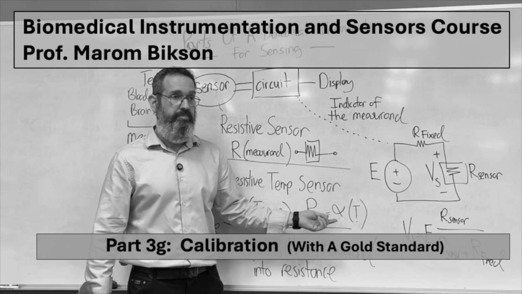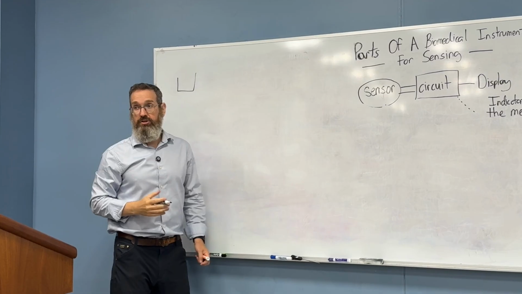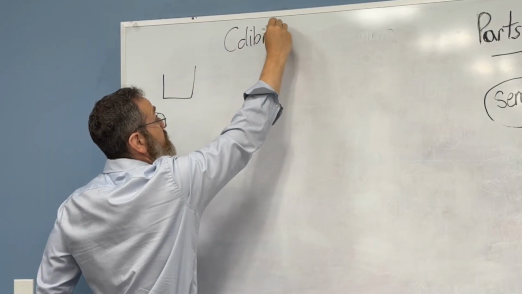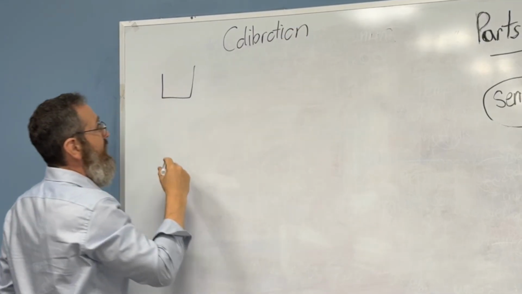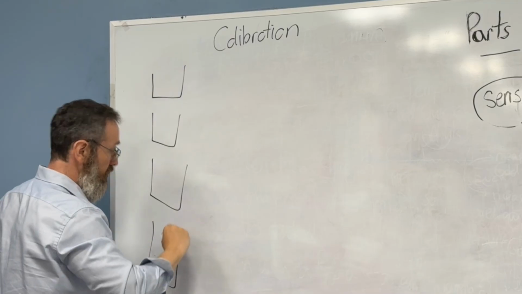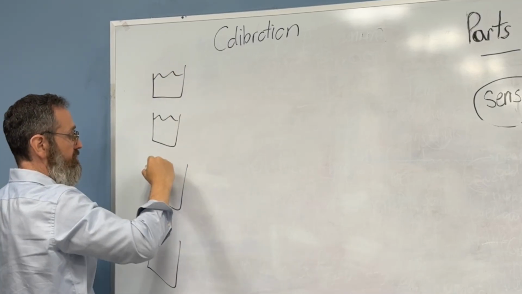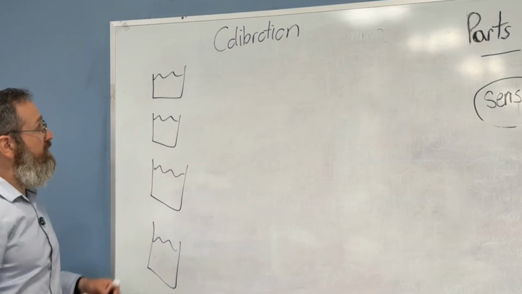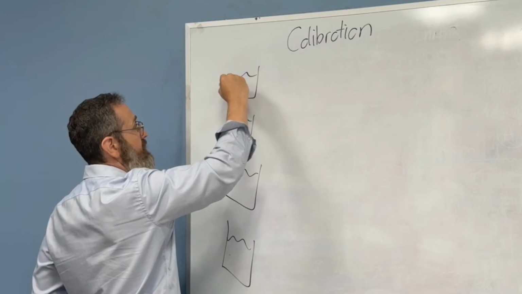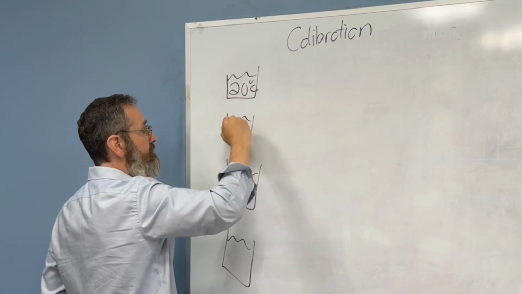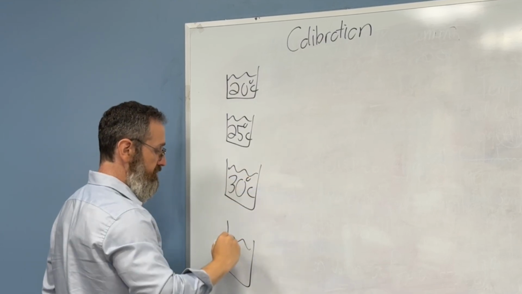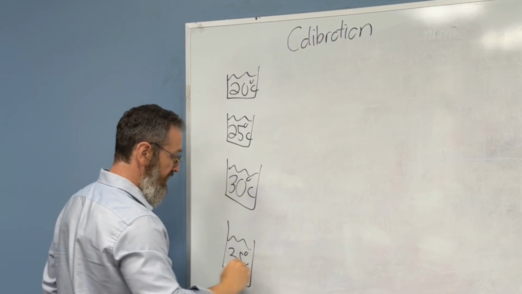So we're going to talk about calibration. Imagine if you had a series of samples, and we're going to talk about temperature measurement. Each one of these samples was at a known temperature. Let's say this one is at 20 degrees C, 25 degrees C, 30 degrees C, 35 degrees C.